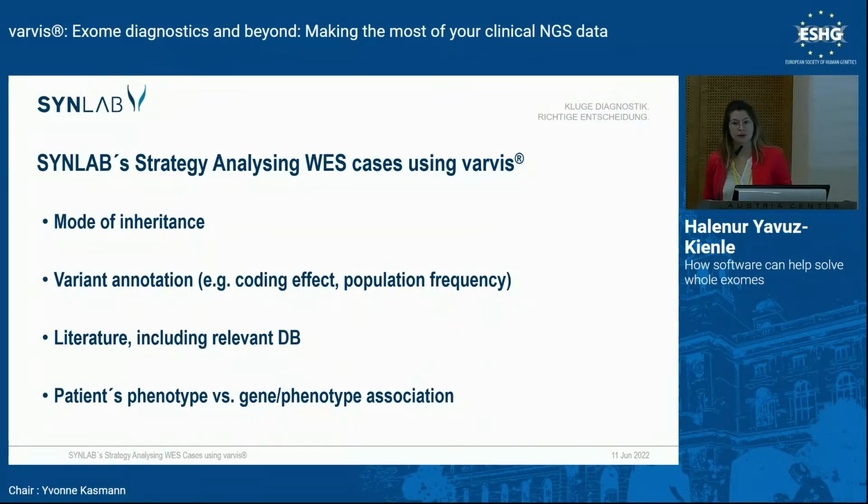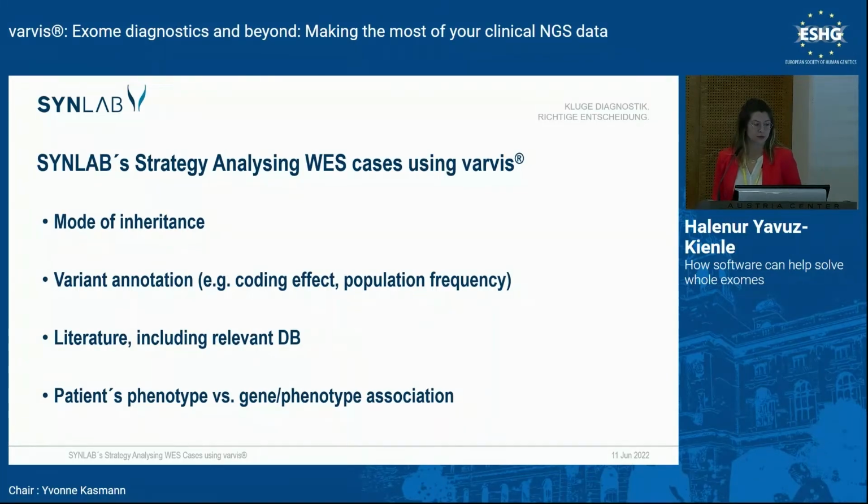And the strategy we follow using varvis software, I can summarize it mainly with these 4 points. Varvis provides you with the mode of inheritance predefined filters, so you can go ahead and start your analysis with these predefined mode of inheritance filters. If you have a given pedigree, relatively clear family history, let's say you want to check for X-linked or autosomal recessive disorders, that you can do right away and start your analysis with that.